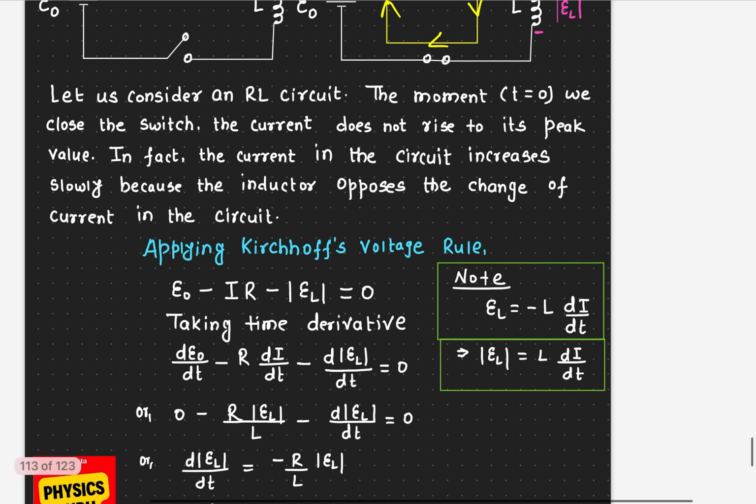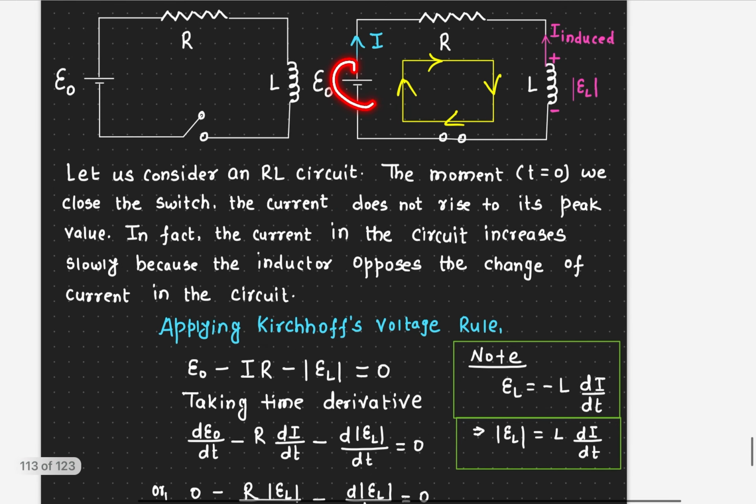All right, so now I'm taking the time derivative of this equation. This is simply d epsilon over dt. The R is a constant, but I is not constant, I is changing. So R di over dt, and the induced EMF across the inductor divided by the time. This is equal to 0. And this one is the source. The source does not change with respect to time.